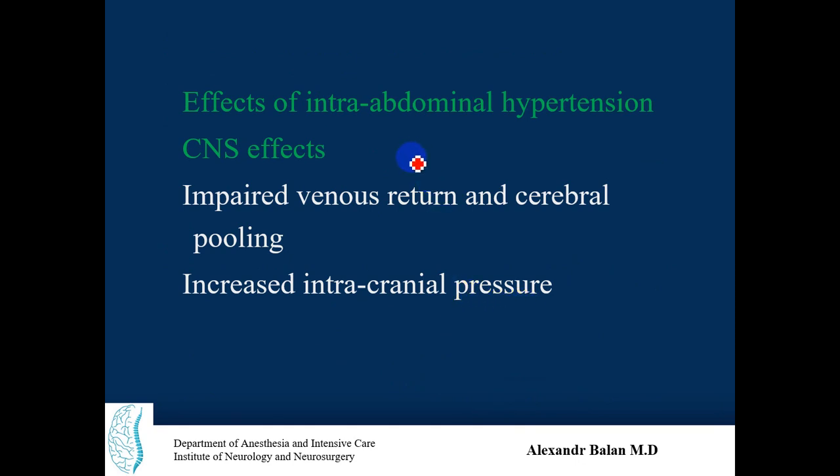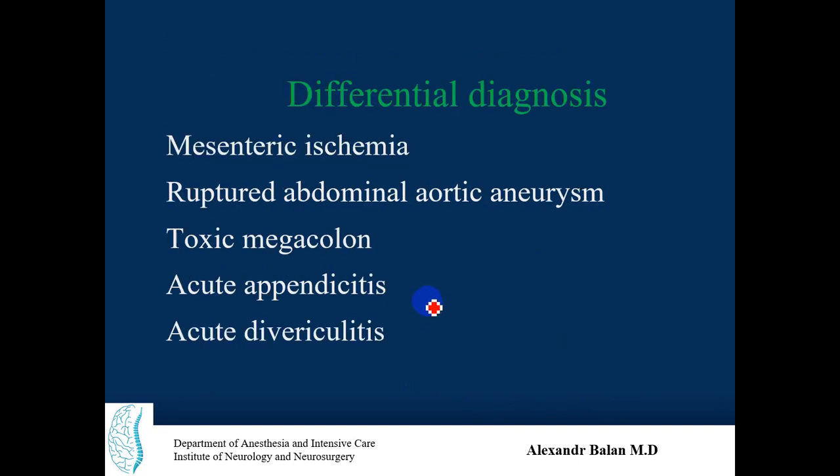Effects of intra-abdominal hypertension: central nervous system effects like impaired venous return and cerebral pooling, increased intracranial pressures. You have to do differential diagnosis with mesenteric ischemia, ruptured abdominal aortic aneurysm with filling of the abdominal cavity with blood, and severe anemia, toxic megacolon, acute appendicitis, and acute diverticulitis.